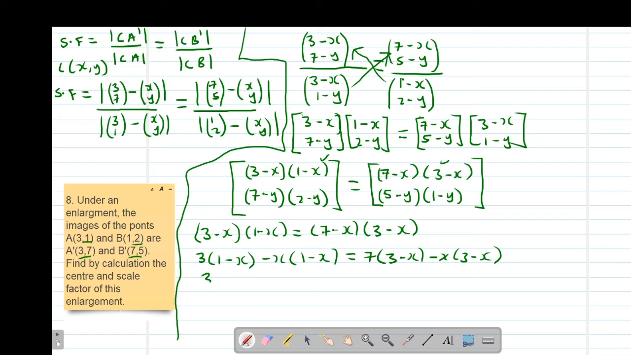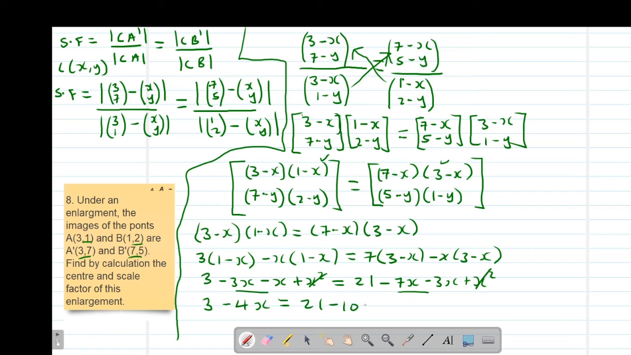So this will give me 3, then minus 3x minus x plus x squared, which should be equal to 21, then minus 7x, then of course minus 3x, then plus x squared. Of course x squared and x squared will cancel out. So this will be 3, then these two will give me minus 4x, which should be equal to 21. These two will give me minus 10x.